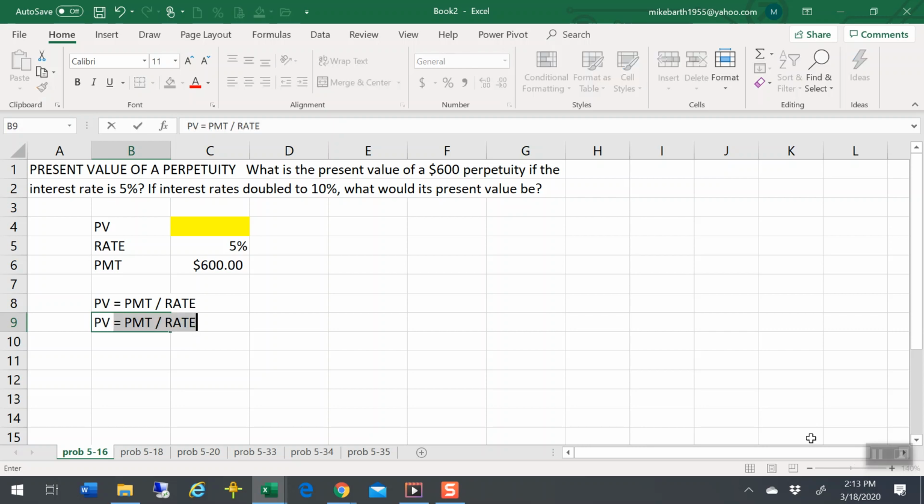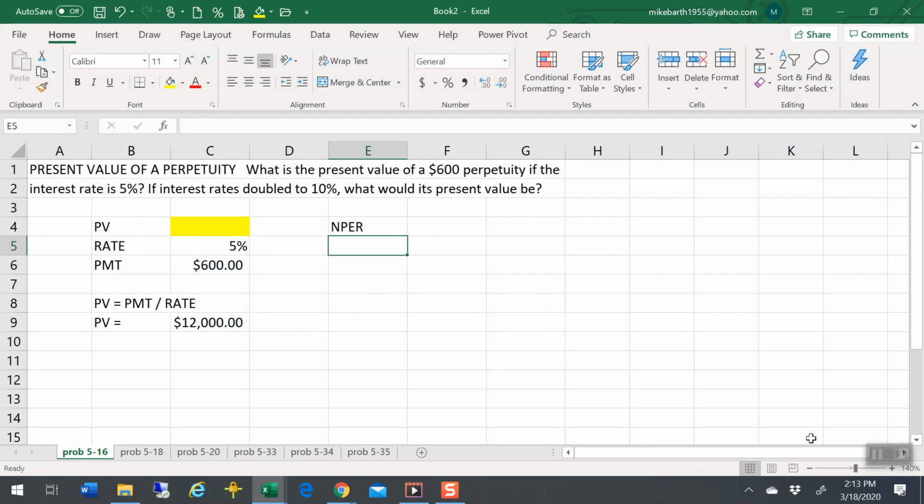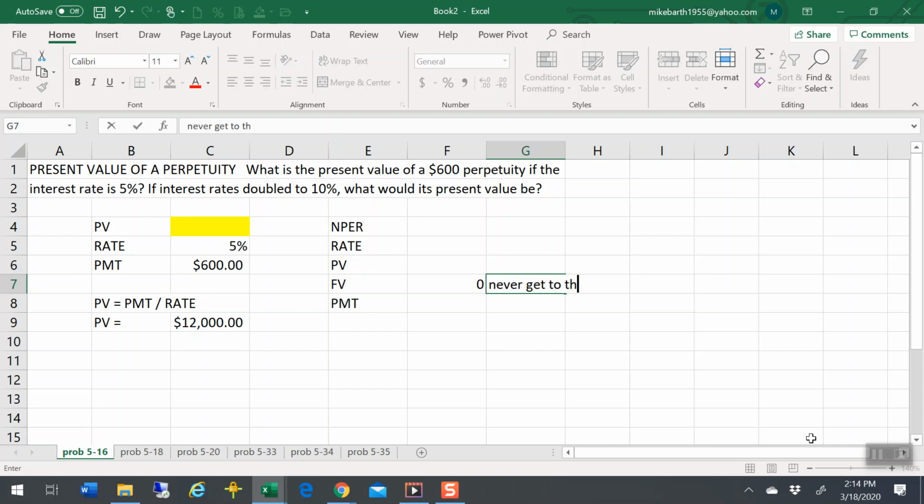So in this case, the present value would be equal to $600 per year divided by 5%, or $12,000. Now, there's a way that you can also do this using the traditional N, I, PV, FV, payment approach, but you have to use a couple of little tricks of the trade. The future value would be 0 because you never get to the final end. And for the number of periods, just use a big number.